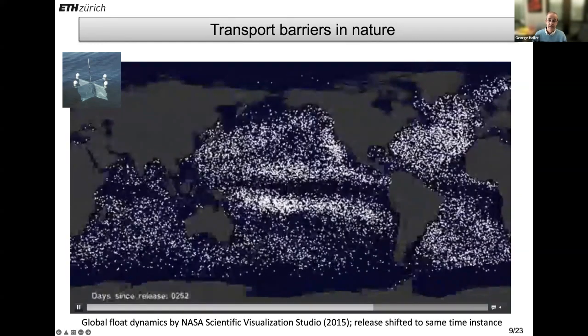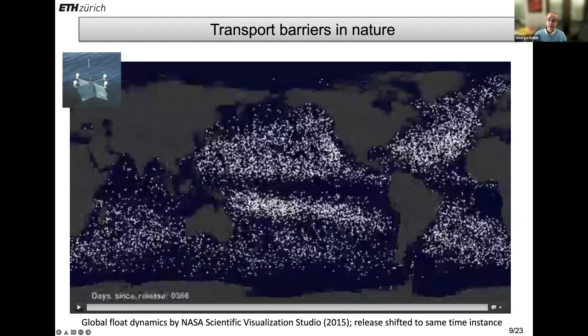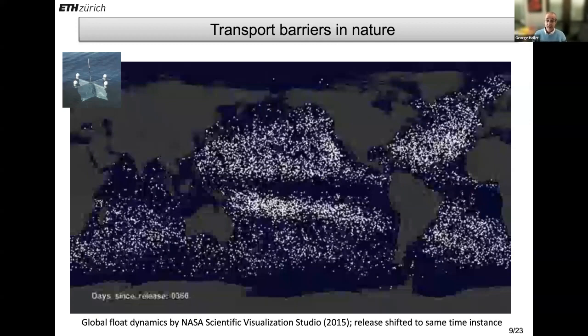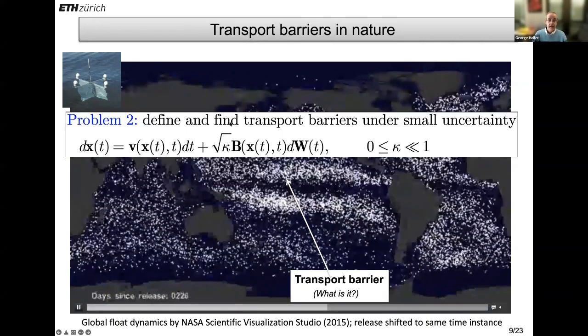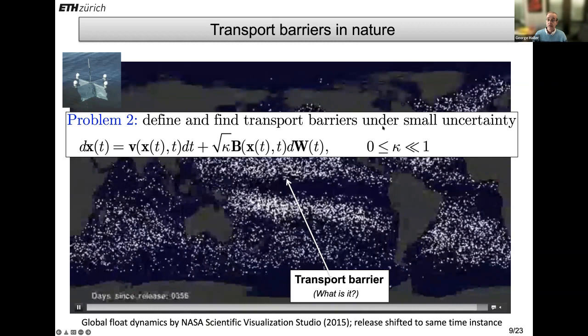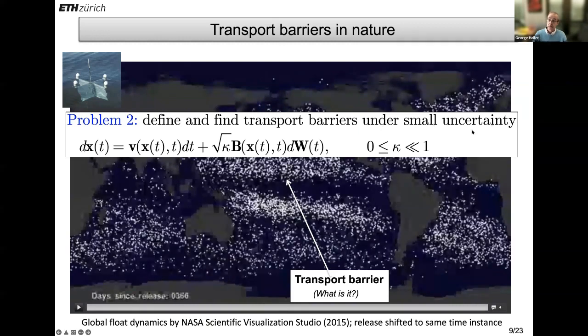Just look at here. After you start losing the data, these are fairly well-defined transport barriers in this context. Now, this context, however, to your eyes, is more of a stochastic swarming, right? So you could ask, define the problem. Problem 2: define and find transport barriers under small uncertainty.